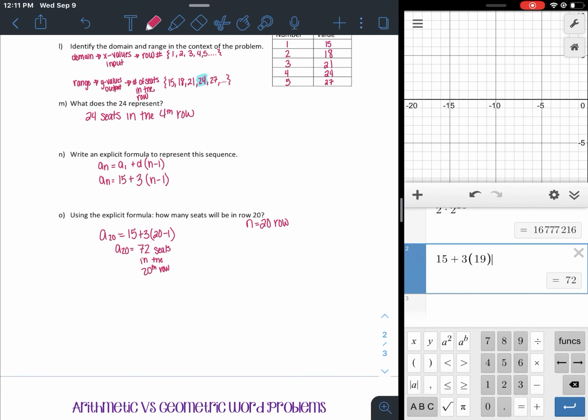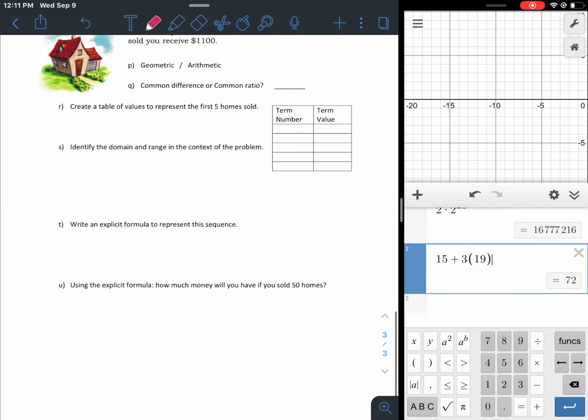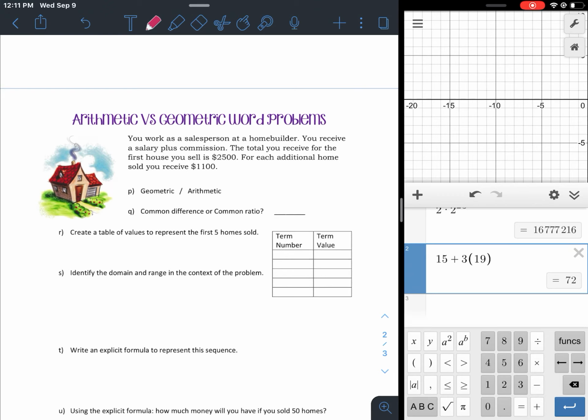Awesome. Hopefully this is kind of making sense to you. You're following along nicely. You're not too confused. This is our last one.